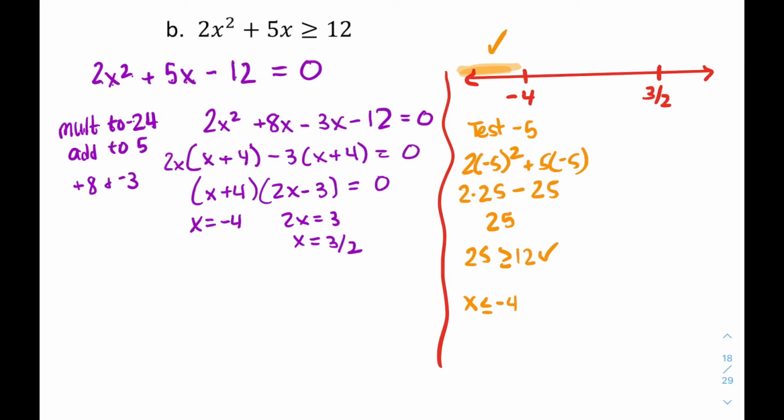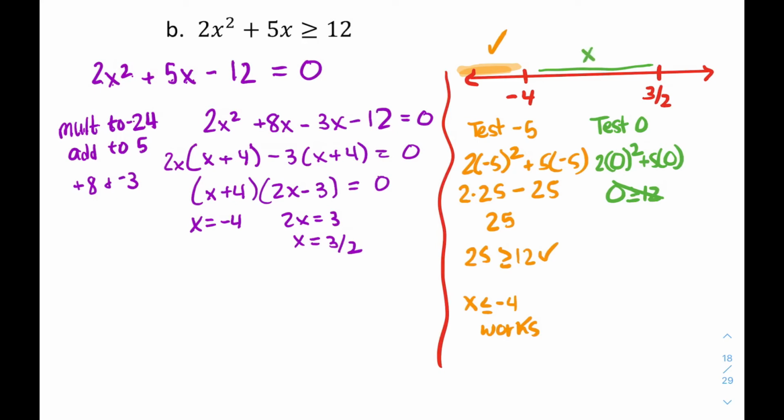If I test a value in the middle, I'm going to go with 0 because it's in between -4 and 3/2, and it's my favorite. So if I plug in 0, I'll have 2 times 0 squared plus 5 times 0, it's 0. Is 0 greater than or equal to 12? No, it is not. So values in between -4 and 3/2 do not work.